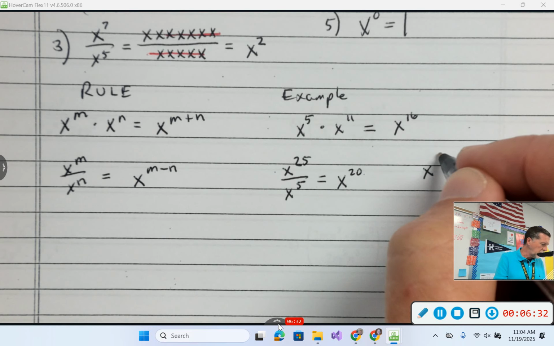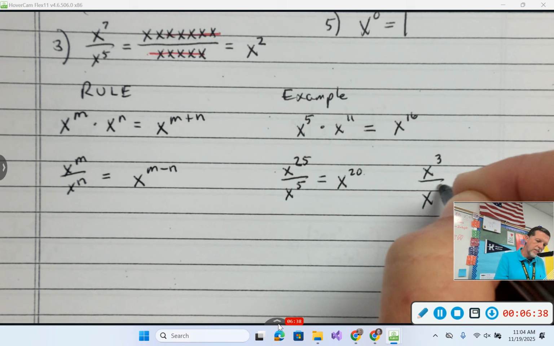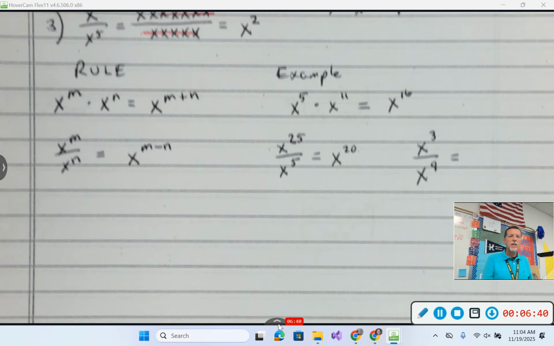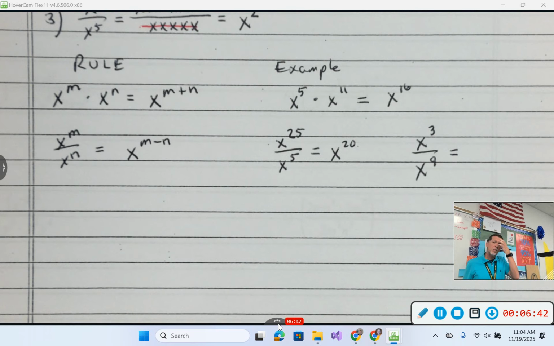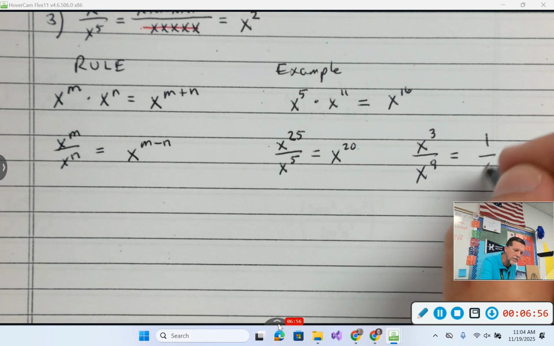Here's one that'll mess people up. x cubed over x to the 9th. That's 1 over x to the 6th. 3 of them in the top, 9 of them in the bottom. So 3 of them cancel, and that leaves 6 of them in the bottom.